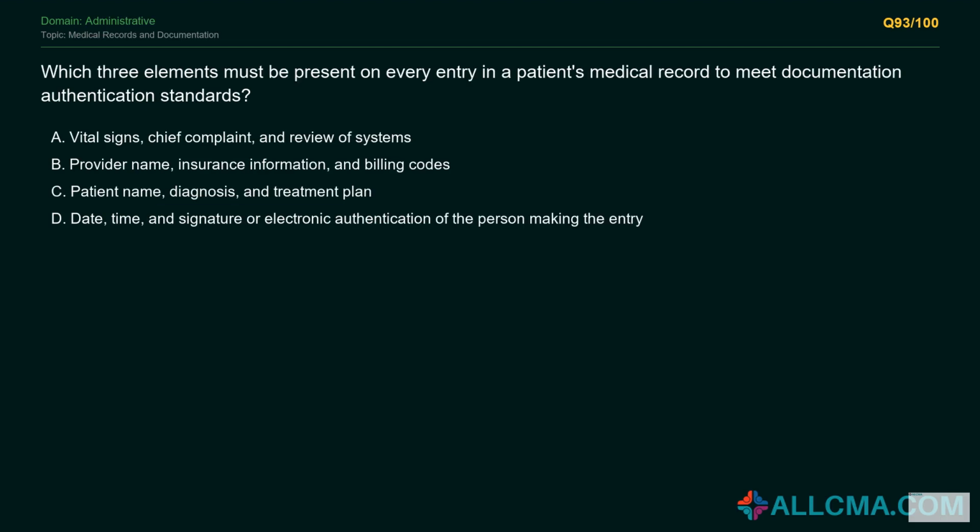Question 93. Which three elements must be present on every entry in a patient's medical record to meet documentation authentication standards? Option A, vital signs, chief complaint, and review of systems. Option B, provider name, insurance information, and billing codes. Option C, patient name, diagnosis, and treatment plan. Option D, date, time, and signature or electronic authentication of the person making the entry.